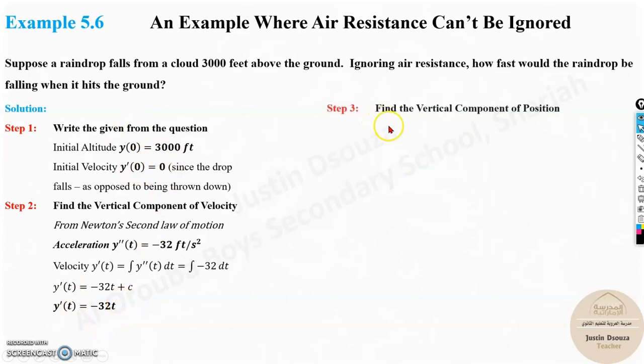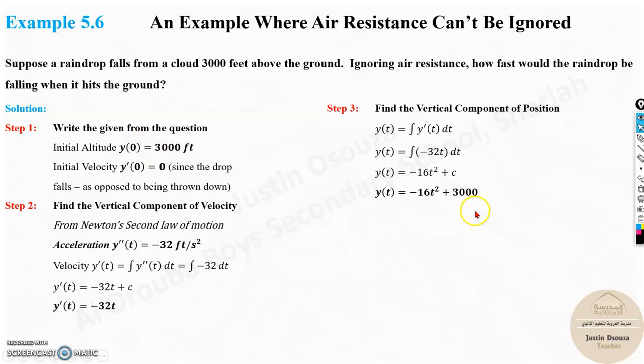Same thing now, start with the next thing, the vertical component of position, and integrate this. When you integrate negative 32, you will get negative 32t squared by 2, which is negative 16t squared plus c. Now, what is the initial altitude? When t is 0, y of 0 is c, which will be equal to 3000. So, given over here, we write it as 3000.